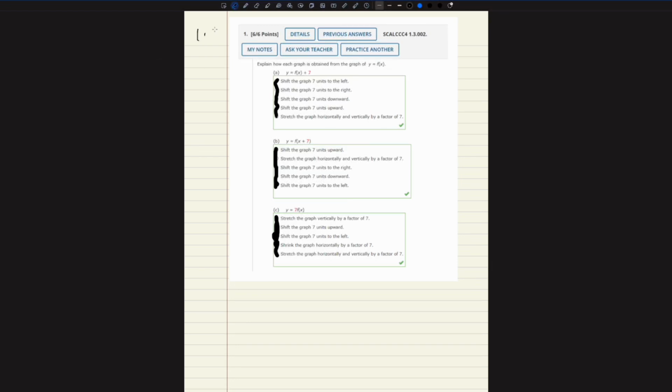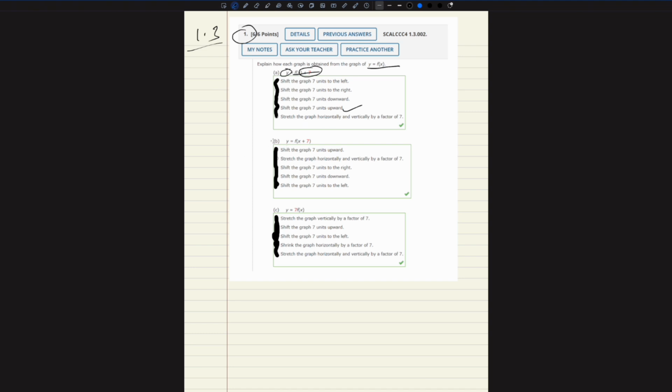Alright, this is section 1.3, and in question number 1, explain how each graph is obtained from the graph of y equals f(x). If you add plus 7, this means it will add in the y axis. That's why the graph will shift 7 units upwards, because it is plus 7 counting towards the y axis, so it will shift in the upward direction.